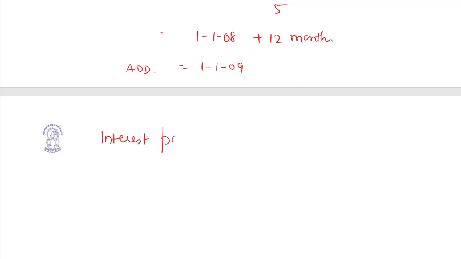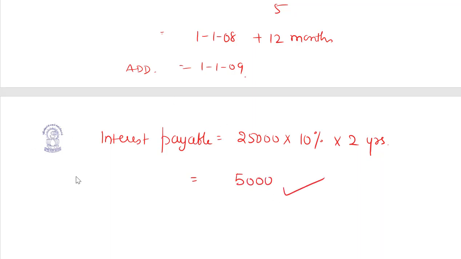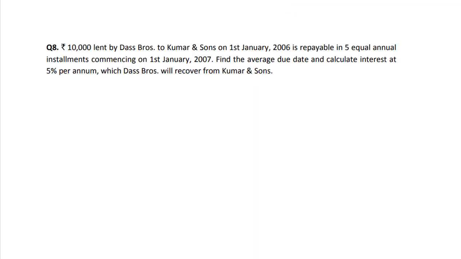Calculate interest at the rate 10%. Interest payable equals 25,000. Interest is 10% for 2 years. From 7 to 9, 2 years. 1st January 2007 to 1st January 2009. 5,000. I believe you understood.